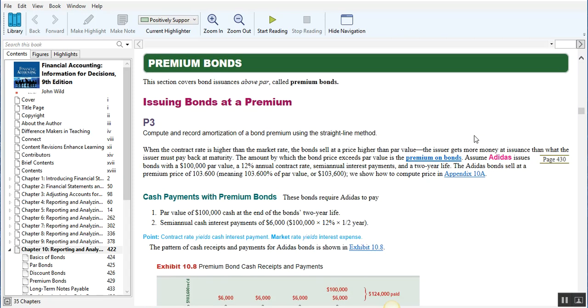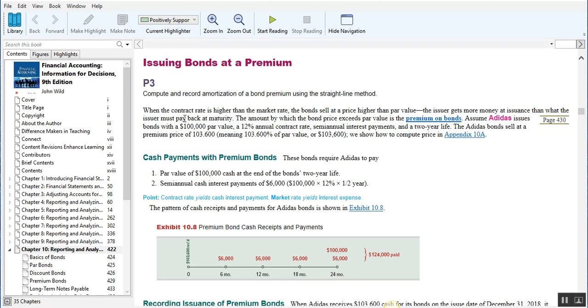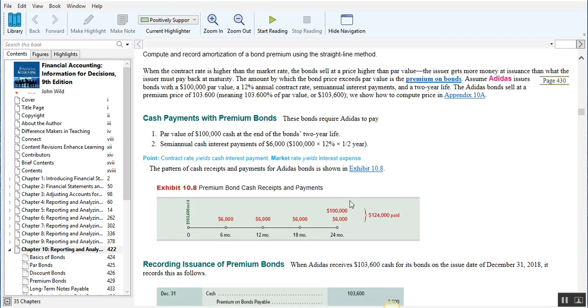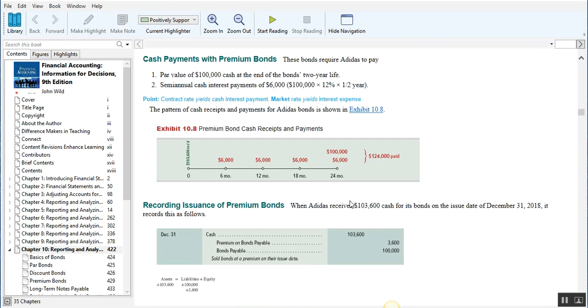The premium on bonds works the opposite way of a discount. So let's say that our interest rate is higher than the market rate, like they're showing it here, 12%. So the market likes that interest rate because they can't get that interest rate anywhere else. They're going to pay us an additional premium of $3,600.